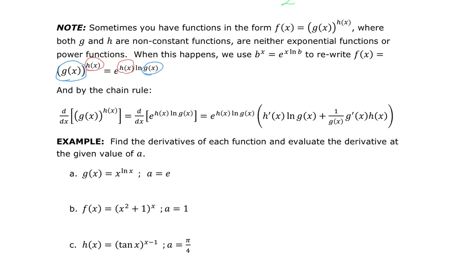It's not a power function, but it's the power in the function. So notice that when we rewrite it in e, it is e raised to the function that was in the power position, the natural log of the base function. Cool. Then, by the chain rule, the derivative of g of x raised to the h of x is going to be e raised to h of x natural log of g of x, multiplied by, because this is the chain rule, it's expanding on e raised to a function, h prime multiplied by natural log of g plus 1 over g of x, the derivative of g of x multiplied by h of x.